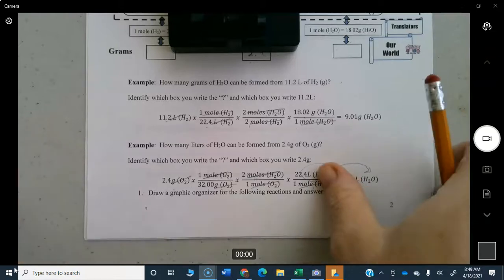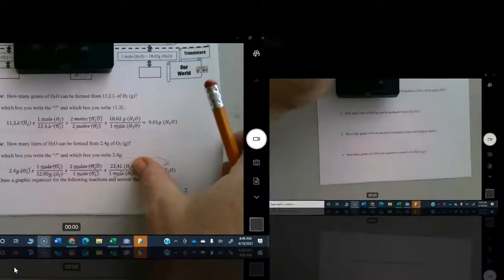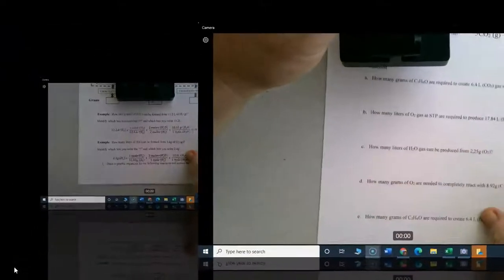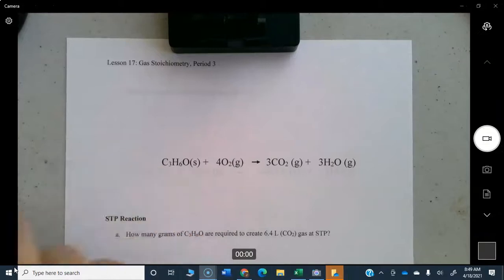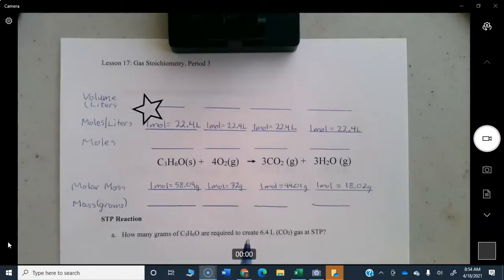So now we're going to do the assignment problems here. And what that instruction said to do was draw the graphic organizer here. So I'm going to take a moment and go ahead and do that. You take a moment and go ahead and do that too. All right, and we are back. So I have drawn the graphic organizer for this problem. So let's look at what we have.